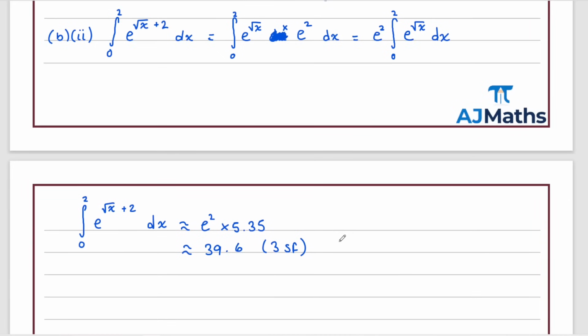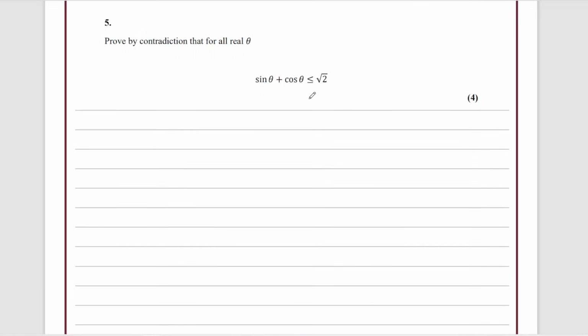So that gives us the solution there to question 4. If we take a look now at question 5 here, where we have a question on proof by contradiction. So question 5 asks us to prove by contradiction that for all real theta, sine theta plus cos theta is less than or equal to root 2.